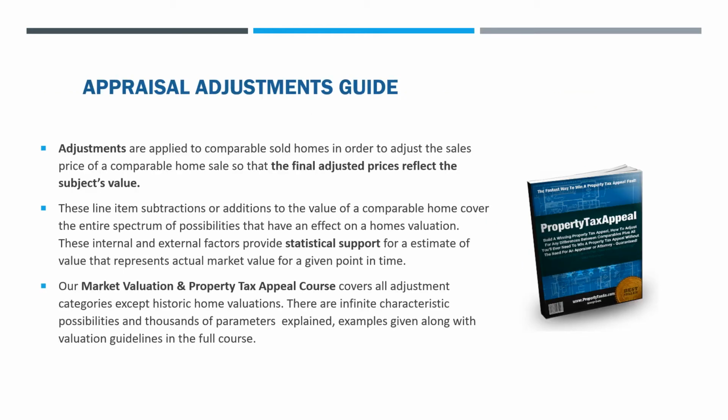Our market valuation and property tax appeal course covers infinite possibilities and thousands of possibility parameters, and it covers all adjustment categories except historic home valuations. The reason being it's too subjective, since finding a comparable historical home sale in the same area is extremely rare. So adjustments are applied to comparable homes in order to adjust the sales price for a sold home so that the final adjusted price reflects the subject's value.